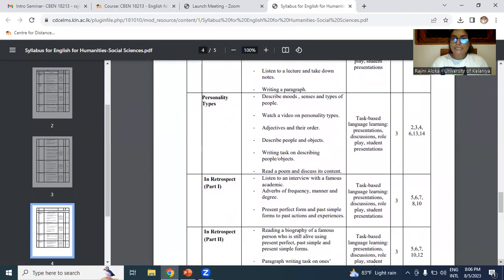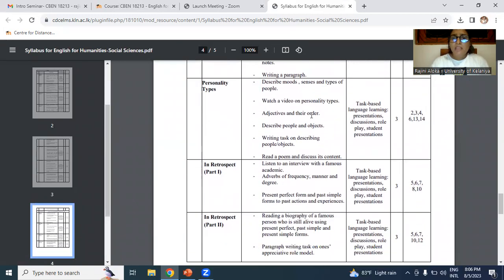Then we have personality types coming up. The lesson outcomes are describe mood, senses, and types of people, watch a video on personality types, adjectives and their order, describe people and objects, writing task on describing people or objects, read a poem and discuss its content.